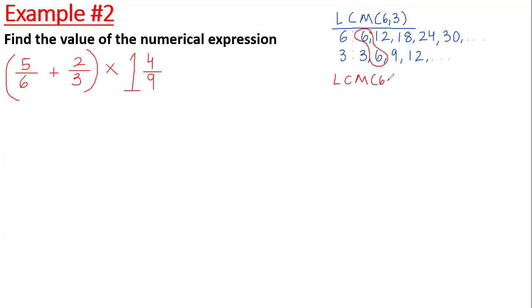Okay. So 6 and 3. So the lowest common multiple of 6 and 3 is going to be equal to what? What is the lowest common multiple of 6 and 3? 6, very good.